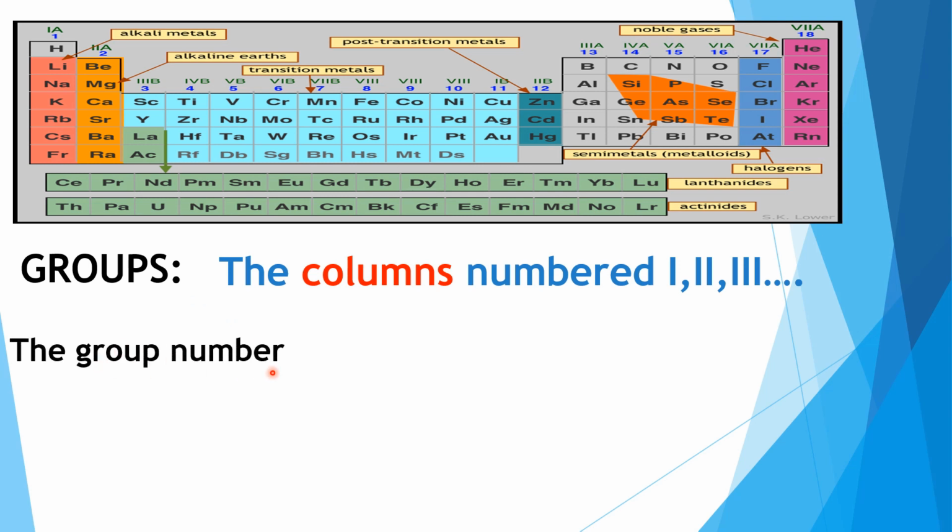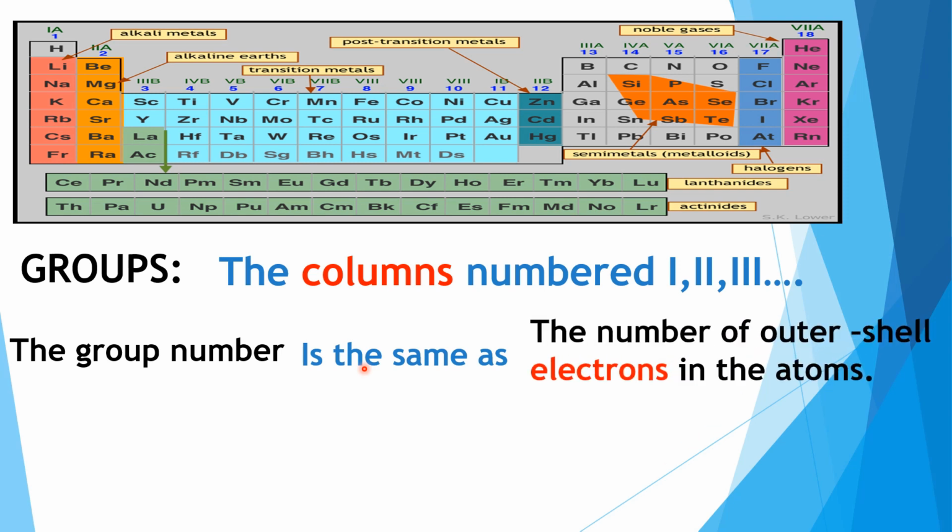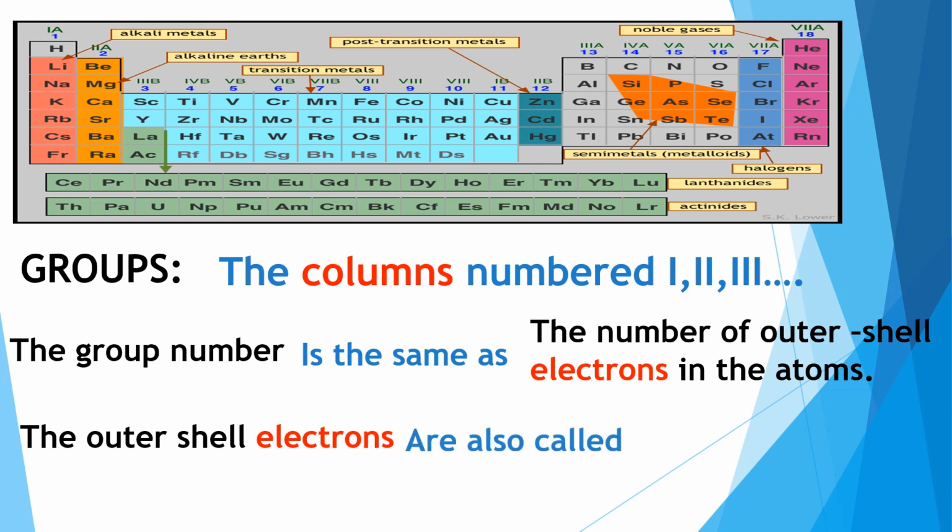The group number is the same as the number of outer shell electrons in the atom. The outer shell electrons are so-called valence electrons.